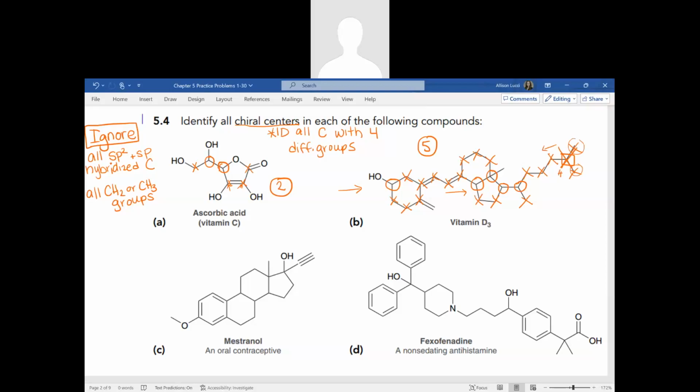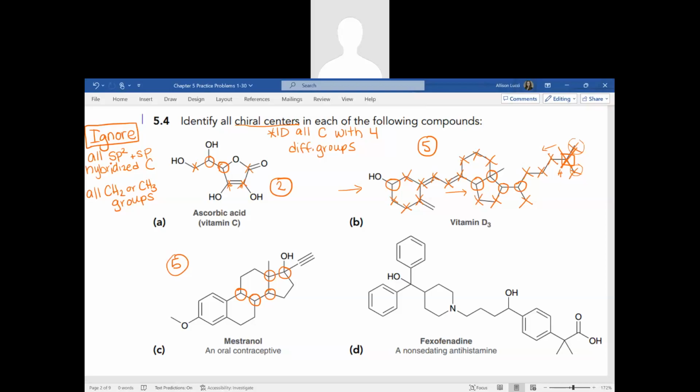I'm going to move a little faster and identify, we're going to have, let's see, a total of 5 chiral centers again here. And we'll eliminate any of those CH2, CH3 groups. So here, this would be our first site. This would be our second. This would be our third. This would be our fourth chiral center, and then this one here would be our fifth.